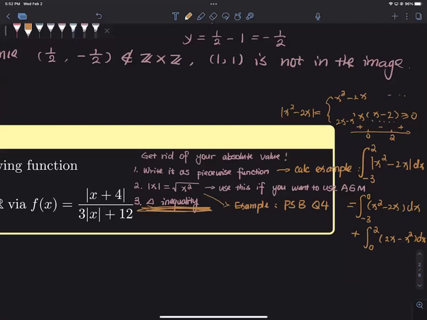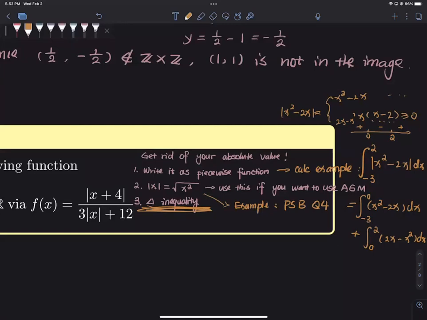Third one, triangle inequality. What's wrong? Are you hungry? Oh, we're not doing integrals. I'm just trying to show you absolute values, what to do with them, how to deal with them.